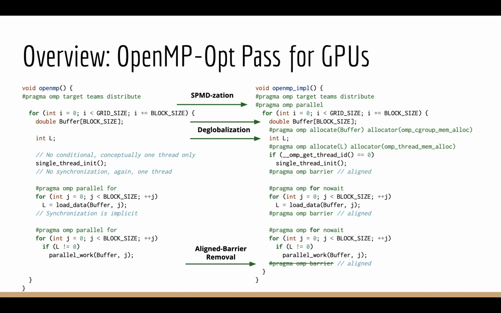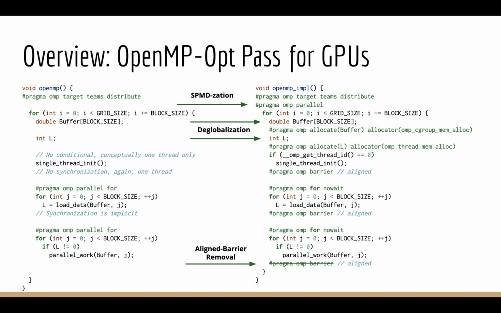And finally, we can use aligned barrier removal to remove this redundant barrier at the end of the kernel region. An aligned barrier is simply a barrier where it is statically known that all threads of the team will reach it at the same time. So we won't need to worry about some threads waiting at some barriers and other threads waiting at other barriers.